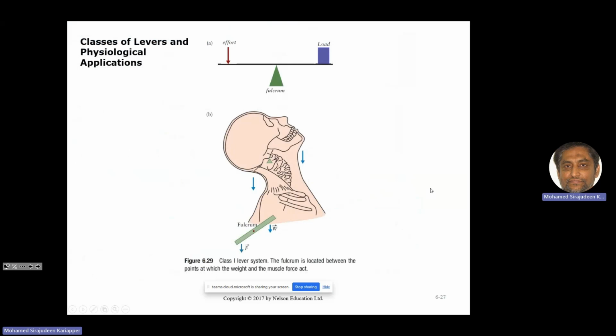Right, classes of levers. Have you heard this word levers before? I mentioned the moment arm and levers. So here, you can model the skull of a person as a lever system. What do you mean by that? Imagine there is a rock on the road. It is very heavy, and you want to lift it.